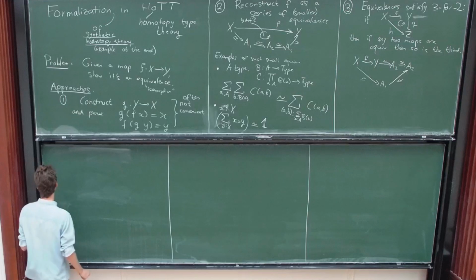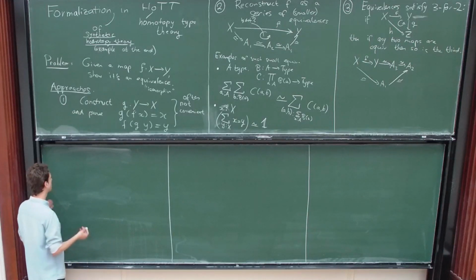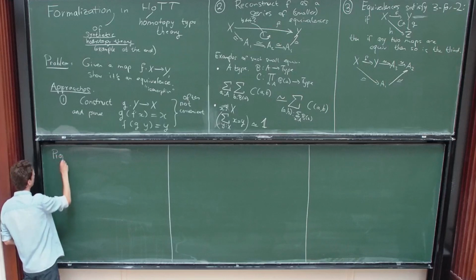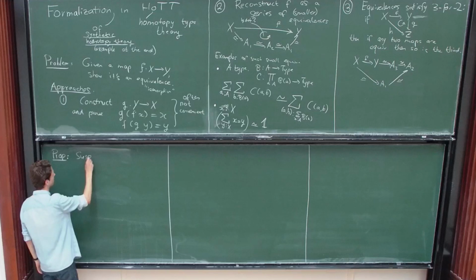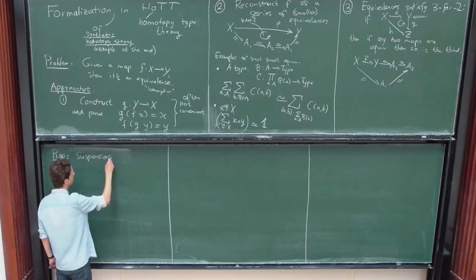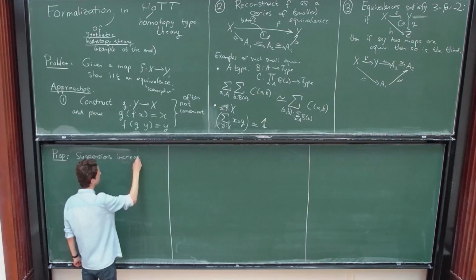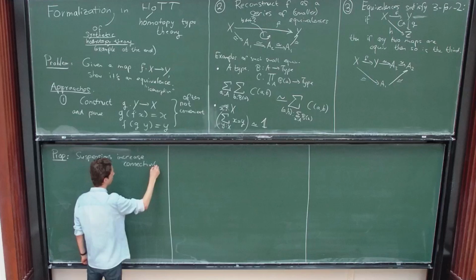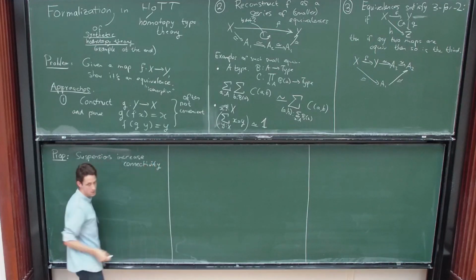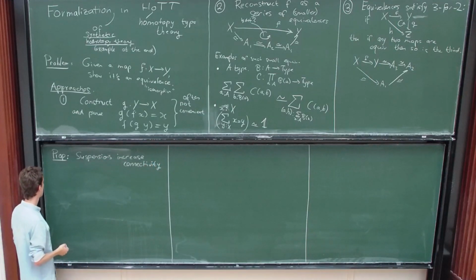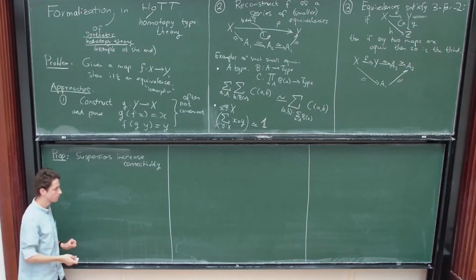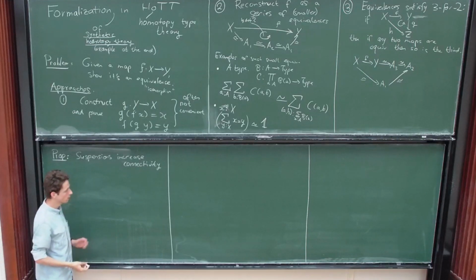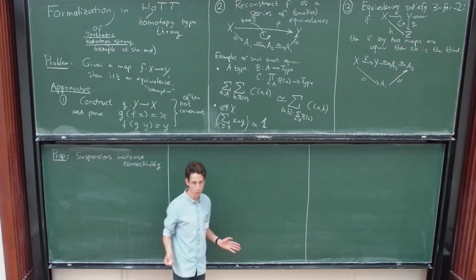Okay. So the statement that I want to prove is the following proposition: suspensions, and I will explain this in just a second, suspensions increase connectivity. That's the statement that I would like to prove. Okay, so I have to explain two things: what are suspensions and what is connectivity. Okay. So for the suspensions, I could give a formal definition, but I'm going to draw a picture.